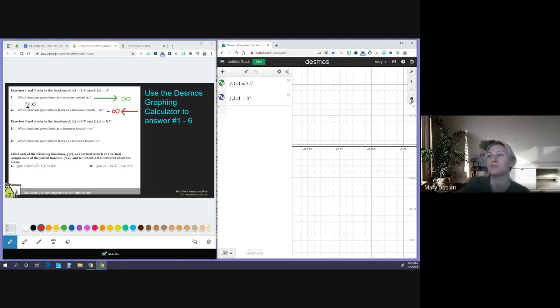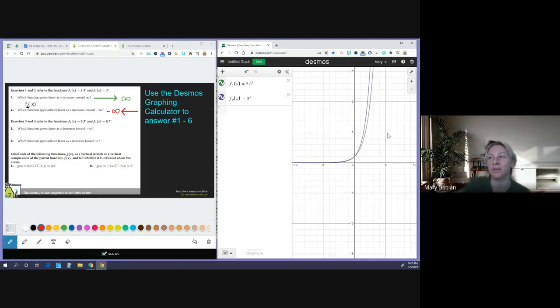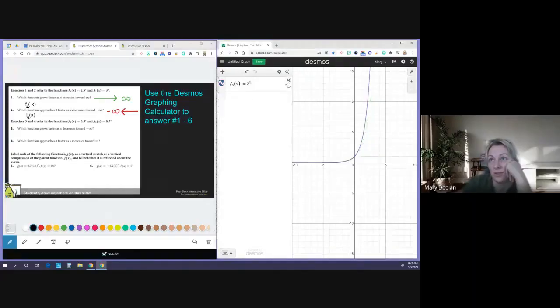If you do play around with your zoom and you want to go back, just hit default zoom, the home button, and it'll take you back. So again, we're going to write that F sub 2 is the answer. On what we just did for number 1 and number 2, we're predicting end behavior of functions. That's what we're doing.